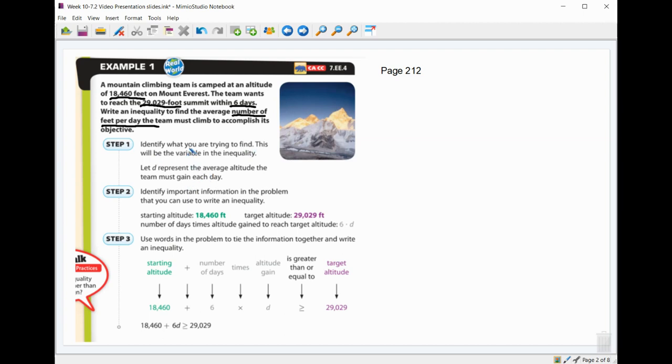So we need to create a variable to represent that. This will be the variable in the inequality, and let d represent the average altitude the team must gain each day. Again, we can call this x, we can call it y, we can call it any variable we want to, as long as we know this letter will represent the average altitude the team must gain every day.